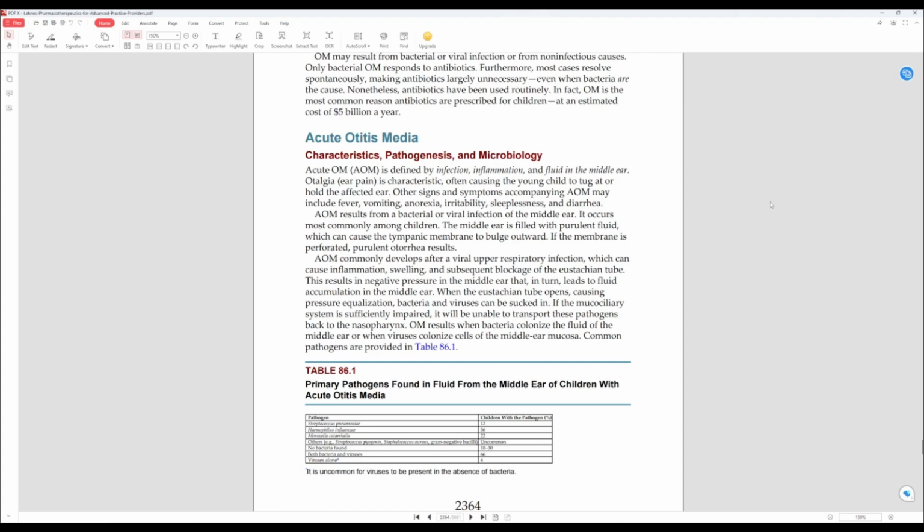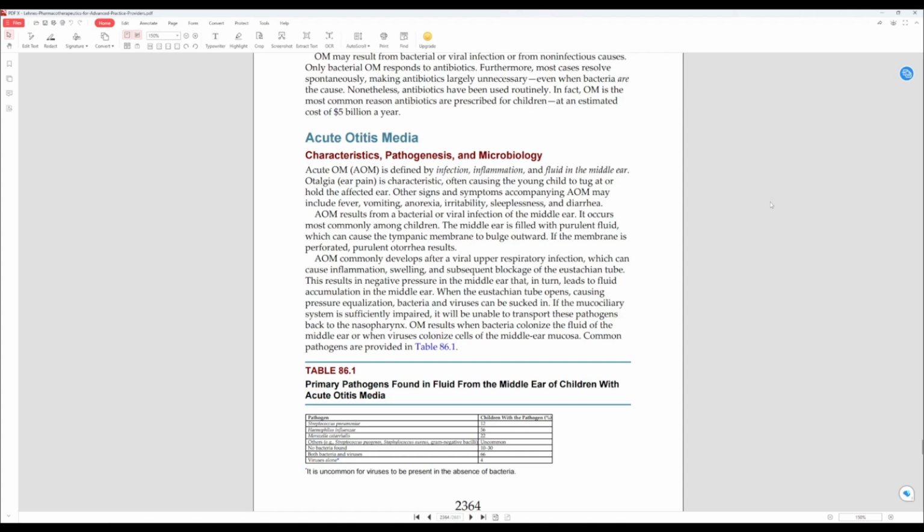AOM commonly develops after a viral upper respiratory infection, which can cause inflammation, swelling, and subsequent blockage of the eustachian tubes. This may result in negative pressure in the middle ear that, in turn, leads to fluid accumulation in the middle ear. When the eustachian tubes open, causing pressure equalization, bacteria and viruses can be sucked in. If the mucociliary system is sufficiently impaired, it will be unable to transport these pathogens back to the nasopharynx. OM results when bacteria colonize the fluid of the middle ear and when viruses colonize cells of the middle ear mucosa.